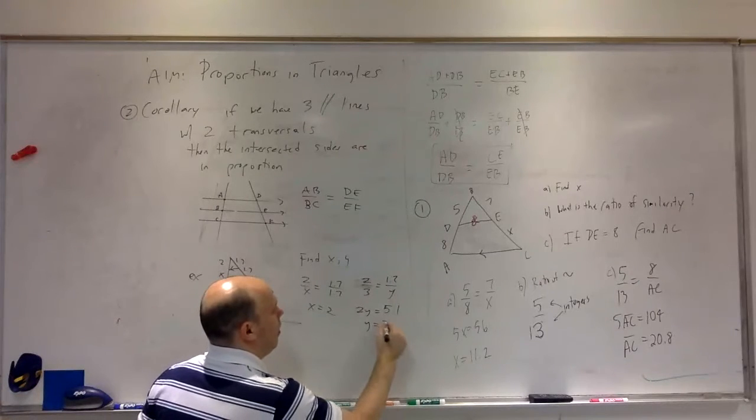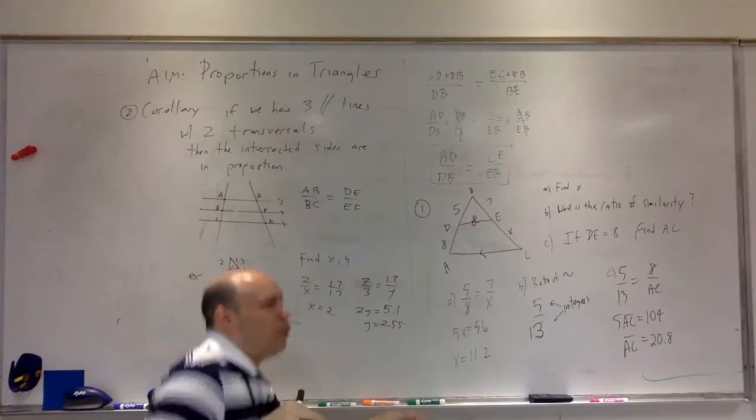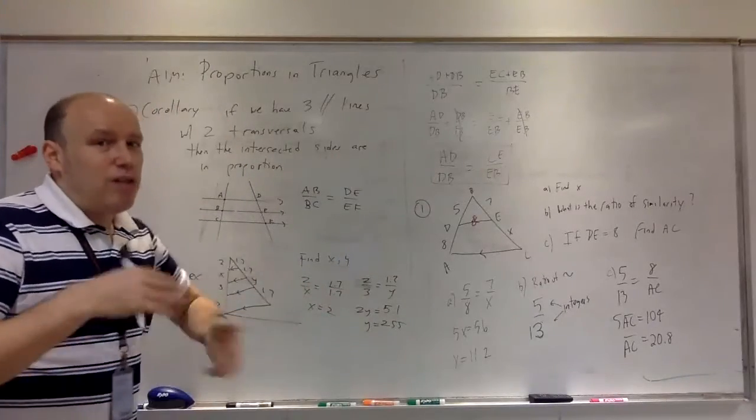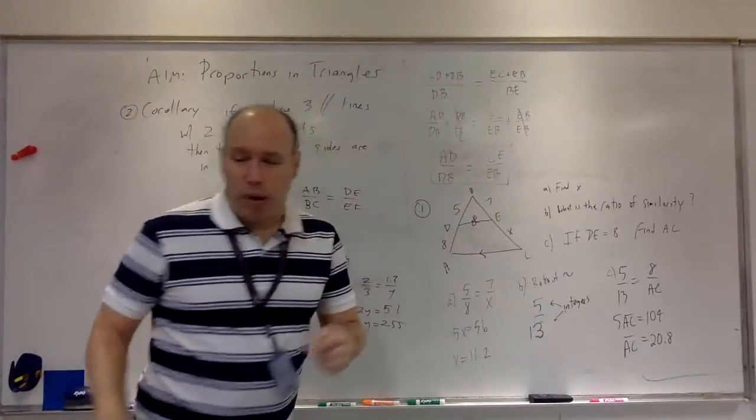5.1 divided by 2 is 2.55. And that's what that's about. These are just cute little exercises. They're great because, once again, you're looking for relationships. The last thing we're going to talk about, this is kind of cool.